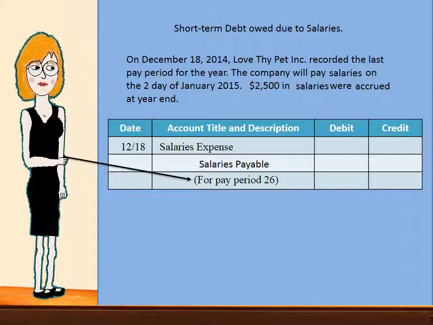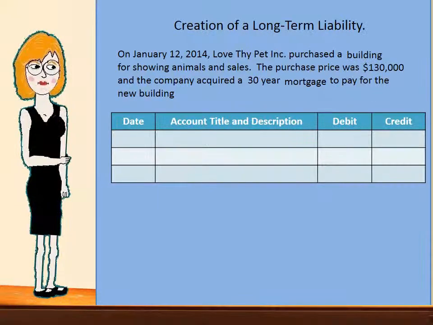For the pay period 26, there are 26 pay periods in a bi-weekly pay cycle, so this will be the last pay in that pay cycle. The amount was for $2,500, so we will increase the record-keeping account expenses by $2,500, and we will increase the liability by $2,500. Now, this is how we accrue salaries at the end of the year.